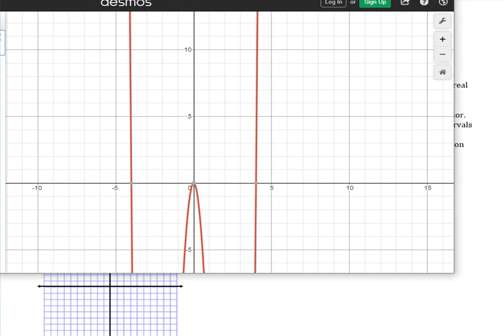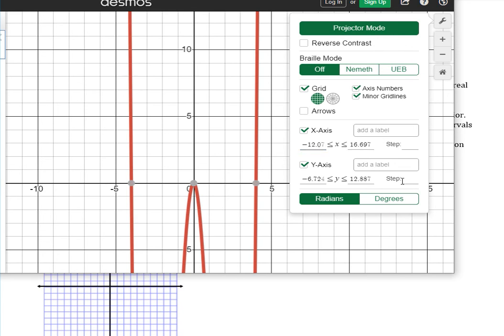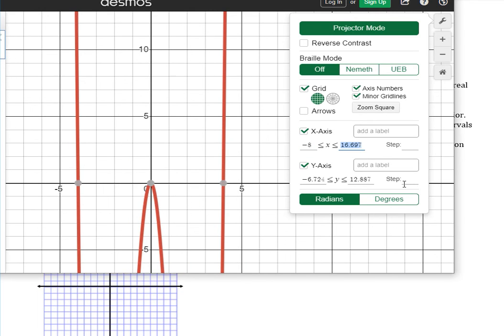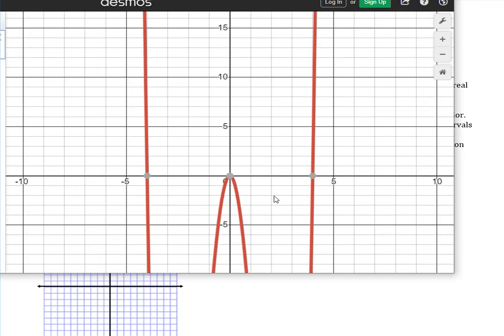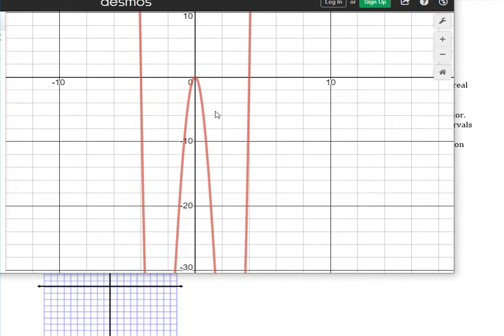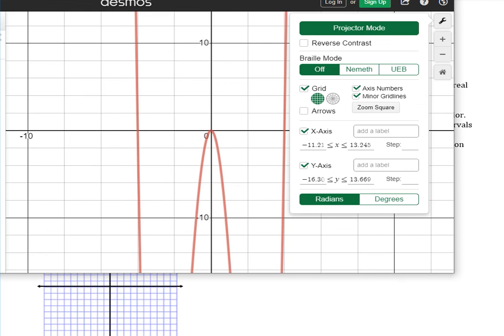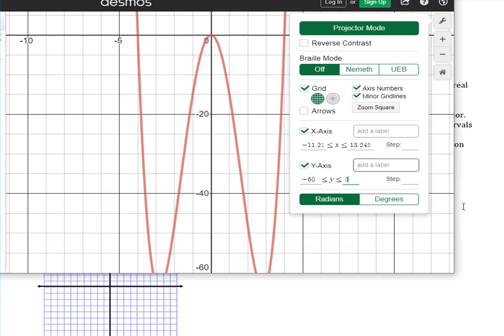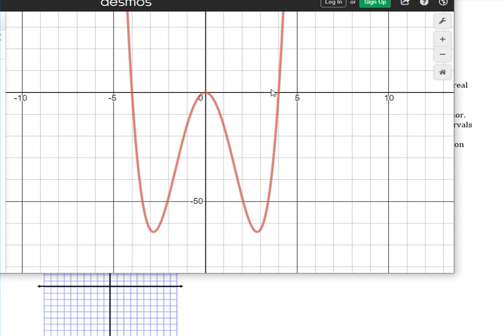Let's go ahead and change our x-axis. So let's just go to about -8 and let's do +8. And then that way it's a little better. Let's also change our y. Okay, so our y, it looks like it went pretty far down. So let's go to -60, and that's probably fine, and +60. And then there we go. So we can see it all.